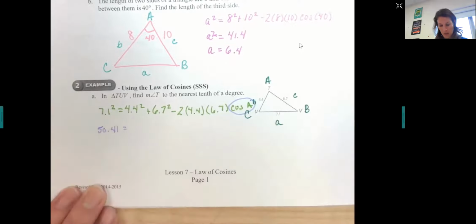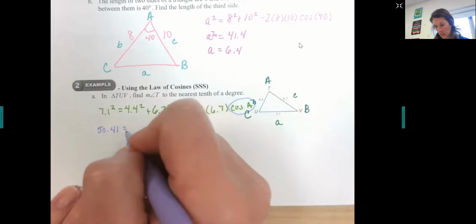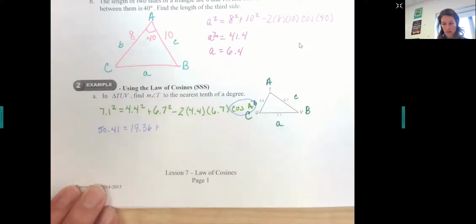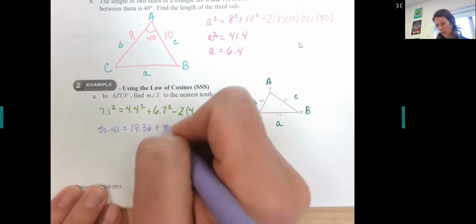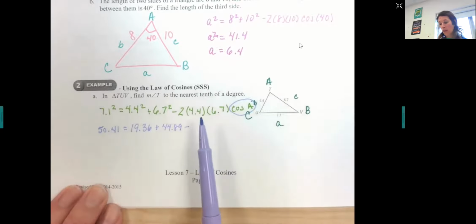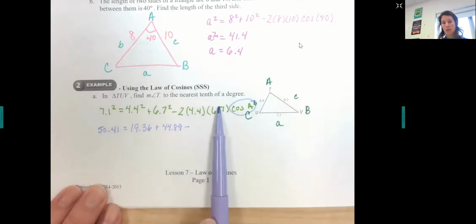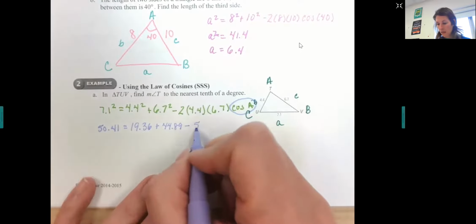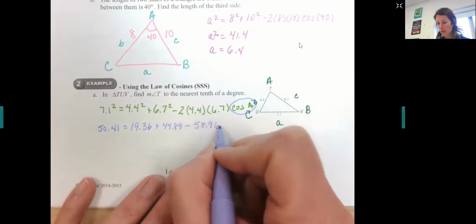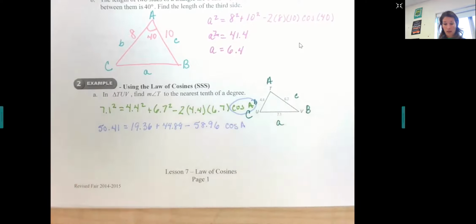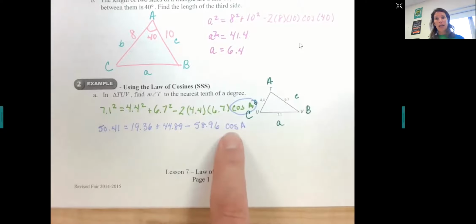So 7.1 squared is 50.41, which is equal to 19.36 plus 44.89 minus, and I'm going to put all of this together, 2 times 4.4 times 6.7. And that is 58.96 cosine of A. Again, we are solving for an angle.